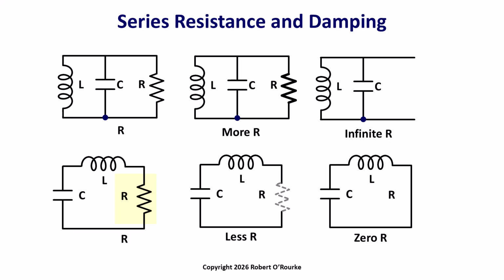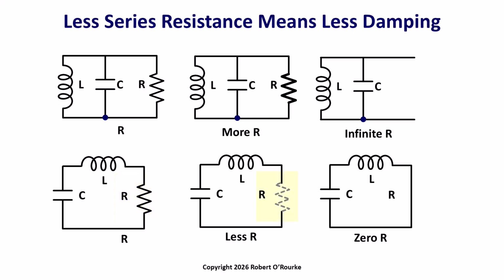Series RLC circuits have only one current, which must always go through the resistor. For series RLC, less resistance means less damping. For series RLC, when resistance decreases to zero, the resistor becomes a short circuit. With no resistance, the series RLC becomes an ideal series LC circuit.